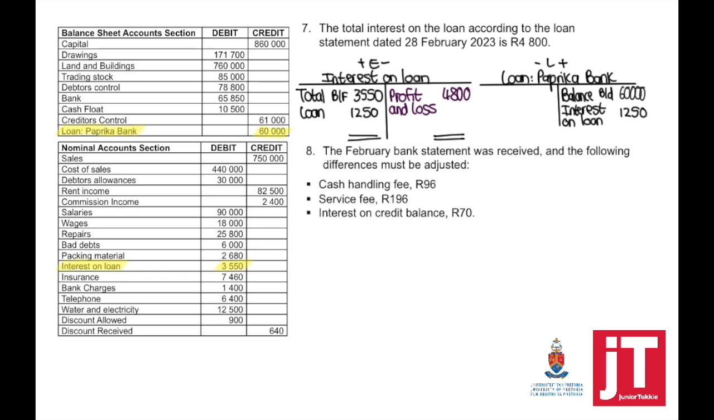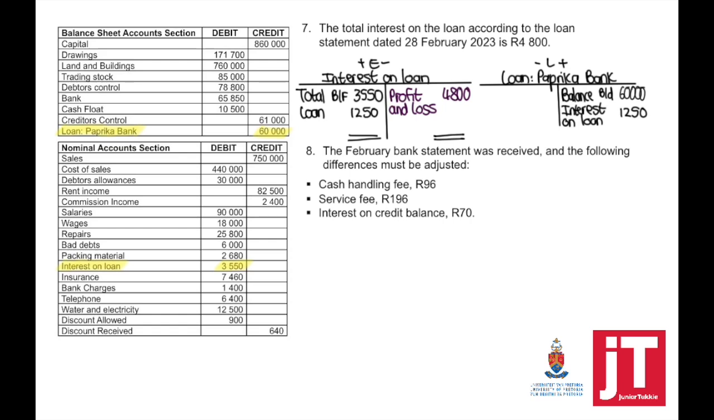Adjustment number 8. The February bank statement was received and the following differences must be adjusted: cash handling fees, service fees, interest on credit balance. So to start off with, we've received a bank statement. From the bank's perspective, credit means that the business deposited money into their bank account, the business received money. Debit means that the business made payments.